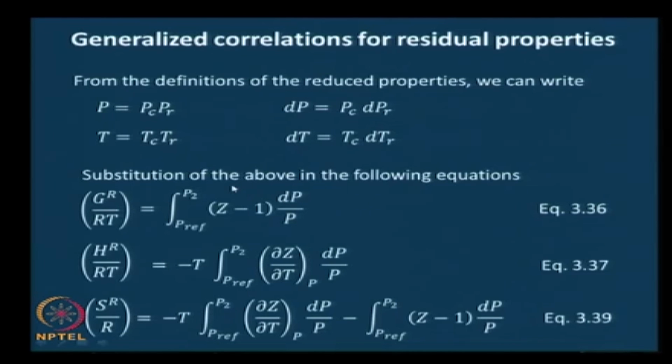Why do not you go ahead and substitute in the remaining time, we have about 6 minutes left. In the remaining time, substitute PcPr wherever P occurs, TcTr wherever T occurs, and see what expressions you get in terms of the reduced quantities. Go ahead please, we will continue from here when we meet next.